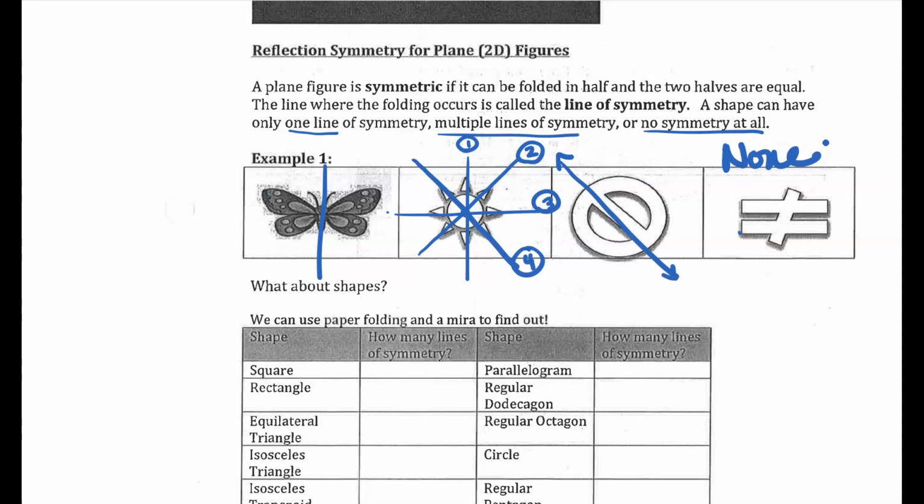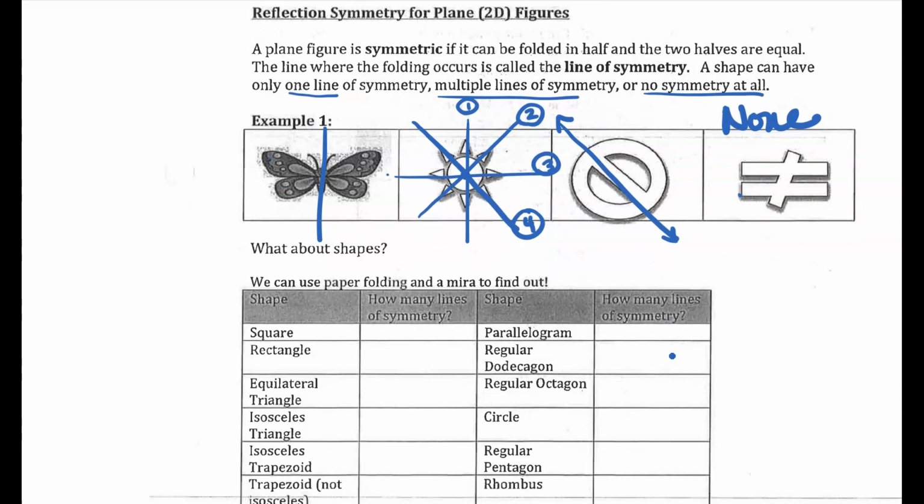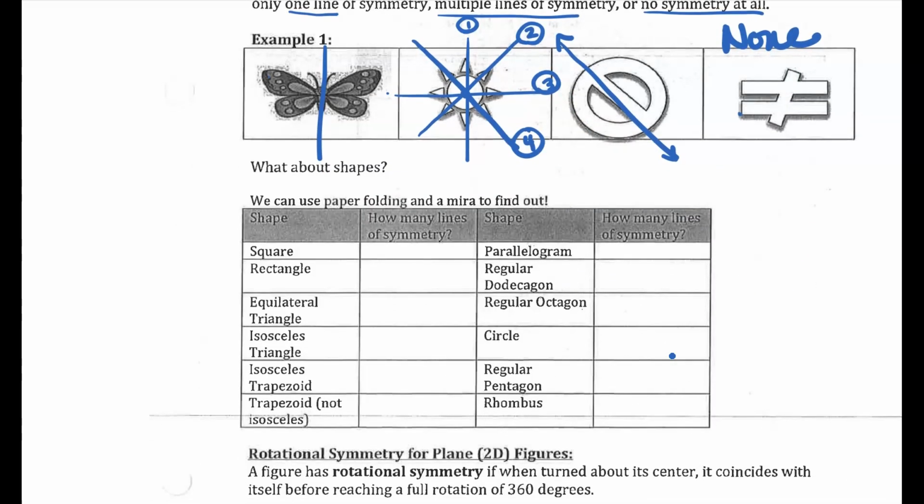So what about shapes? Shapes we've talked about in the last couple lessons, like squares, rectangles, equilateral triangles. In this chart, I'm going to attach and provide a sheet of paper with all of these shapes drawn on them. What I would recommend is you cut each one of these out and fold them. Cut the square out and fold it in each different direction and try to see how many lines of symmetry there are. It's a little bit easier to visualize with a square, so we can just draw a square on our sheet of paper.